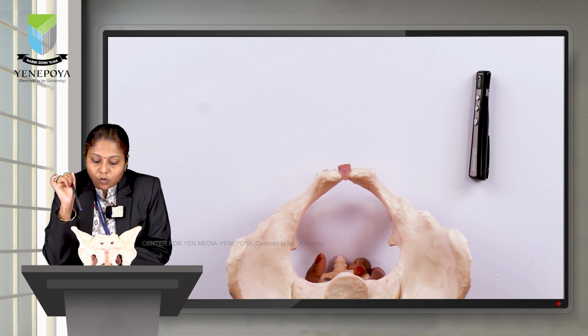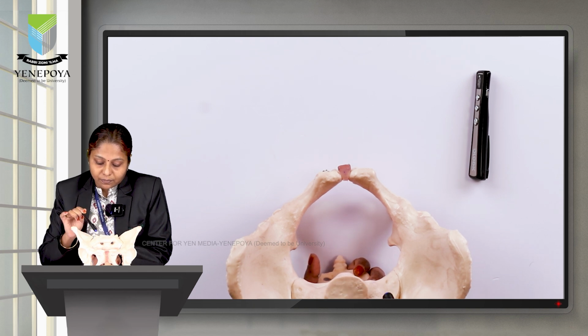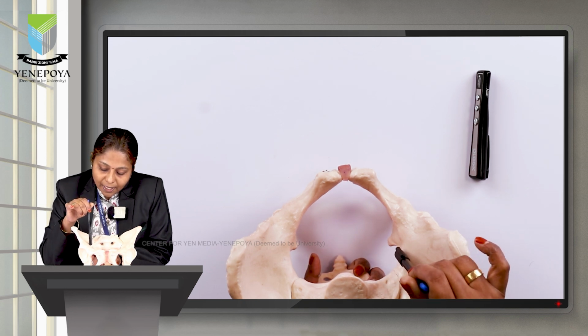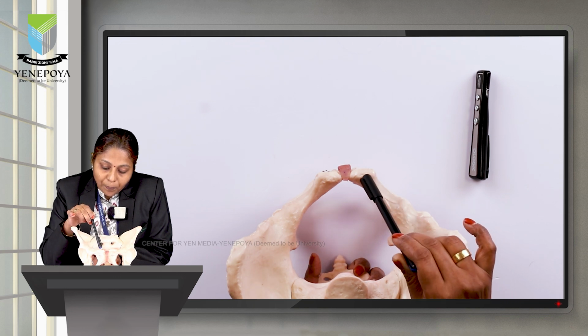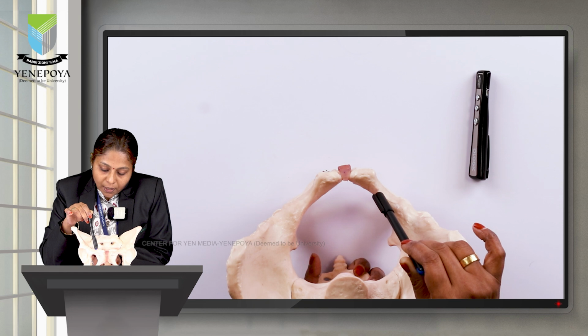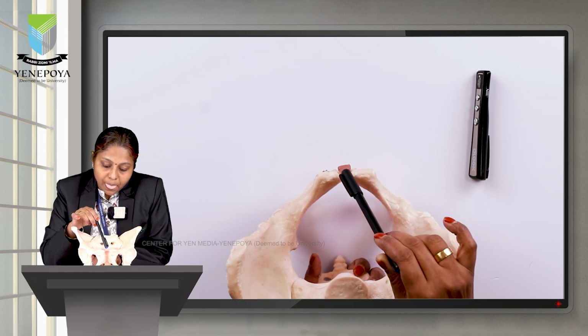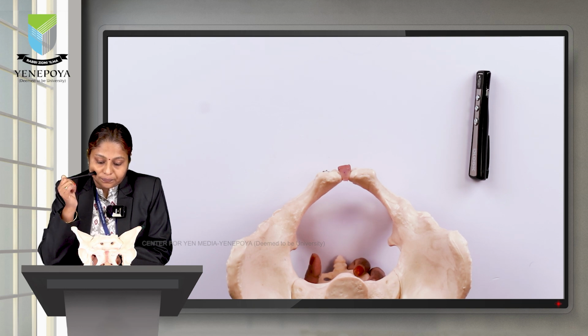Coming to the landmarks of the pelvic brim: the sacral promontory, the wings of the sacrum or ala, the sacroiliac joint, the iliopectineal line, the iliopectineal eminence, the superior ramus border, the upper inner border of the pubic bone, and the upper inner border of the symphysis pubis.